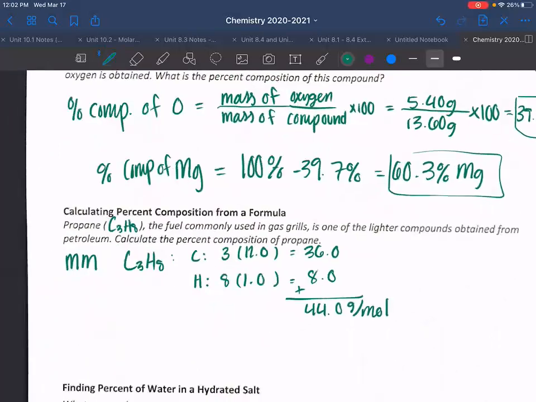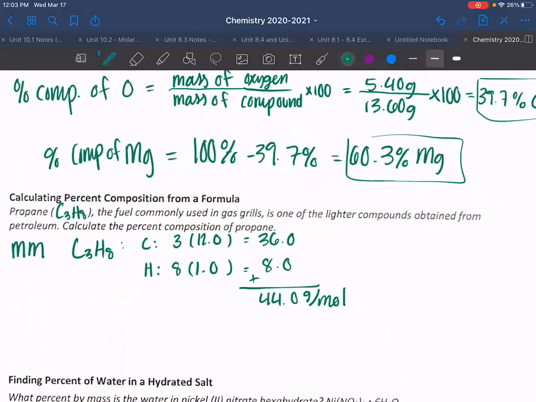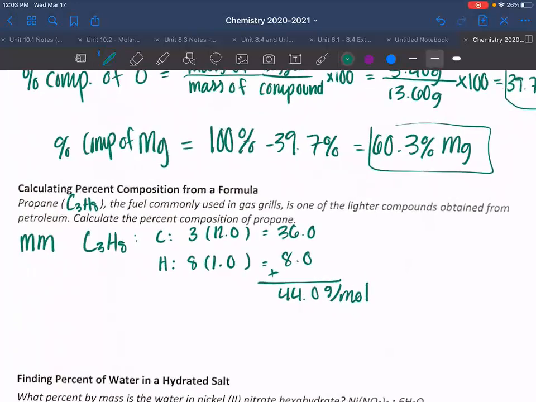Now, when we're figuring out the percent composition for both, I want you guys to set it up with the formal equation for both. Yes, I showed you guys how to figure it out using subtraction from 100%, but I want you to set up both percent compositions here. So first I'm gonna do the percent comp of carbon.